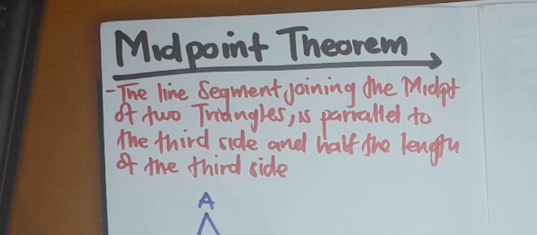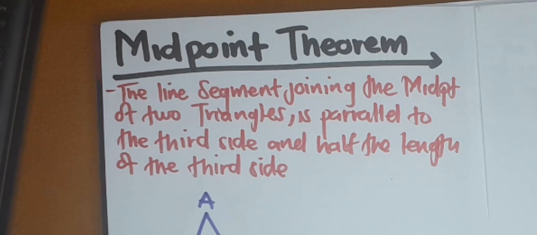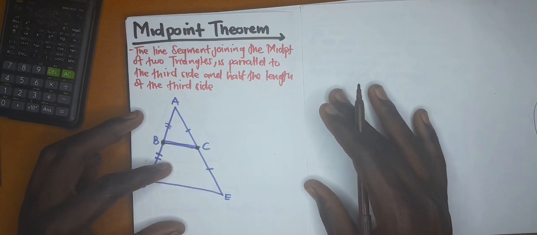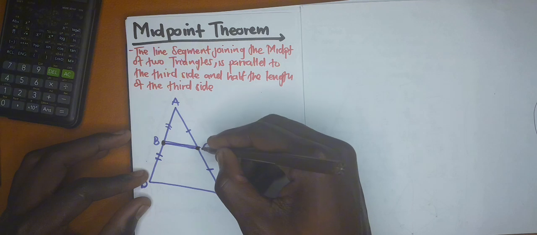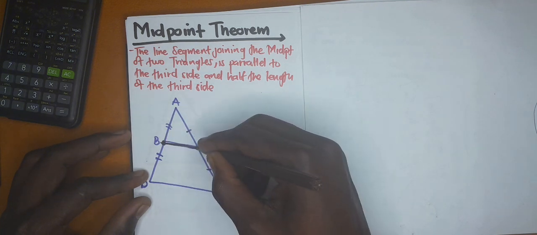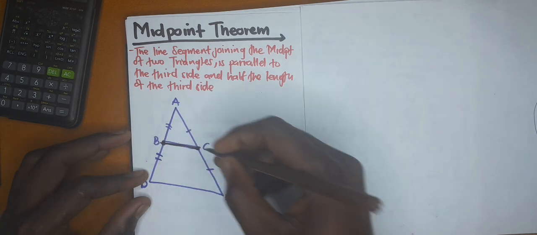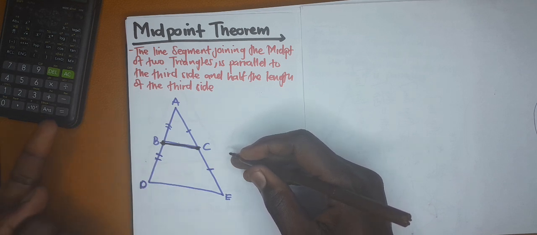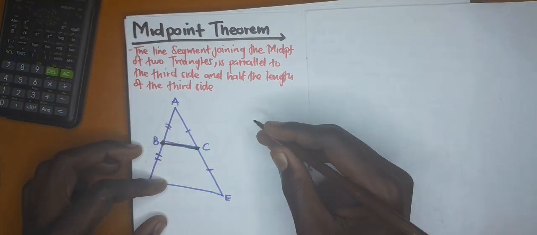It's called the midpoint theorem. The midpoint theorem says that the line segment joining the midpoints of two sides of a triangle is parallel to the third side of the triangle and half the length of the third side. So basically, whenever you are given the midpoints of two sides of a triangle, the line between them is parallel to the third side, and it is also half the length of the third side. Let me write it down so that you can understand.